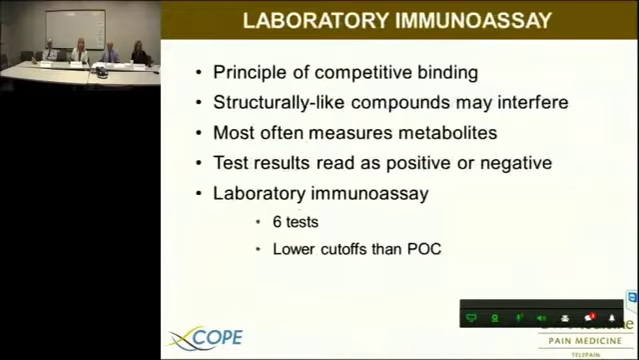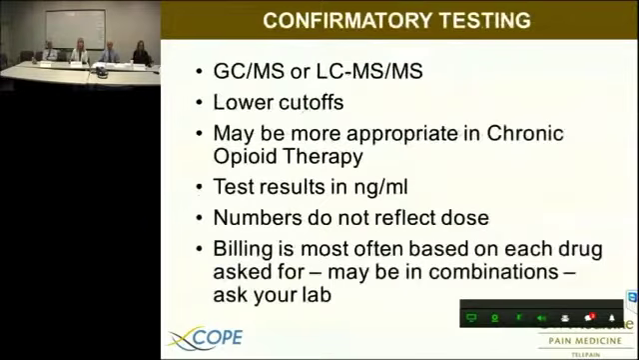The laboratory immunoassay works on the principle of competitive binding. Structurally like compounds will attach to the receptor site and they may interfere. It mostly measures metabolites. It doesn't measure the drug, and the results are read as positive or negative. It's an immunoassay test. There are 6 different tests. Some are better than others. Different labs will decide what to do, and it has lower cutoffs, so it's a better test than the point of care testing. Confirmatory testing is gas chromatography or liquid chromatography mass spectroscopy.